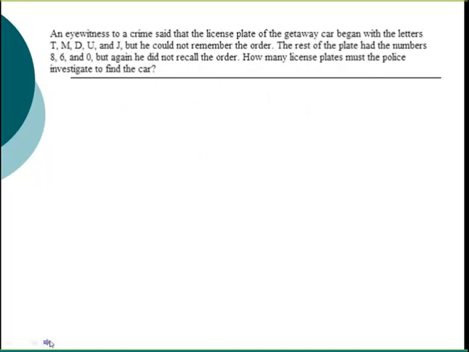Okay. So an eyewitness to a crime scene said that the license plate of a getaway car had the letters T, M, D, U, and J. Couldn't remember the order. And then the rest of the plate had numbers 8, 6, and 0, but again, we didn't recall the order. So how many license plates must the police investigate to find the car? Now, as far as we're concerned, the math part, we don't actually care what letters they were to find the actual possibilities, but what we do care about is there's 1, 2, 3, 4, 5 different letters used. So 5 letters.